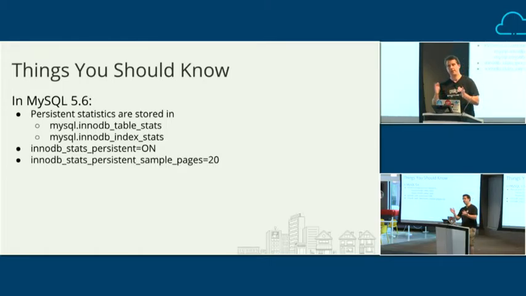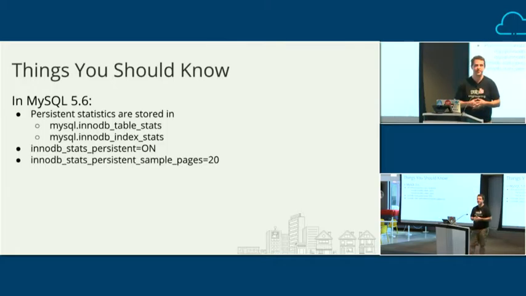So you have a default that's changed, and the persistent sample pages setting is now the default and takes precedence over the ephemeral one, and it's enabled by default. So if you were like us and had set your innodb_stats_sample_pages up to 256, and then you upgraded to 5.6, you're now on 20 if you didn't actually pay attention and set this variable.